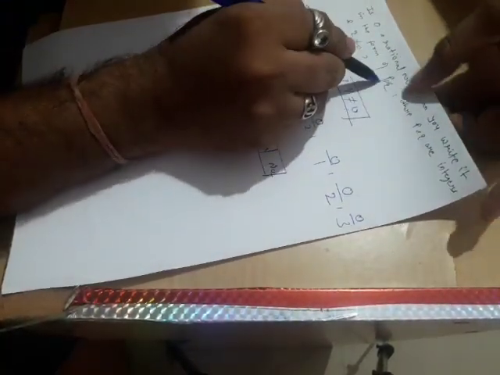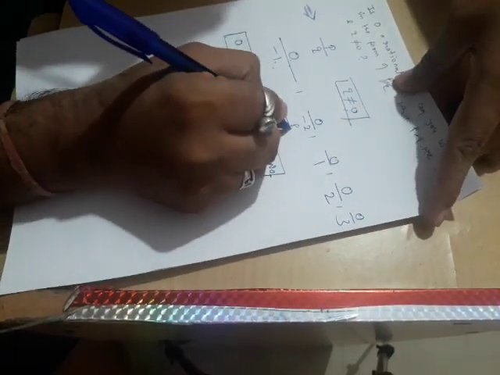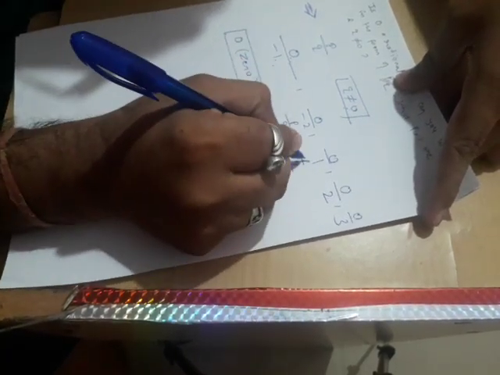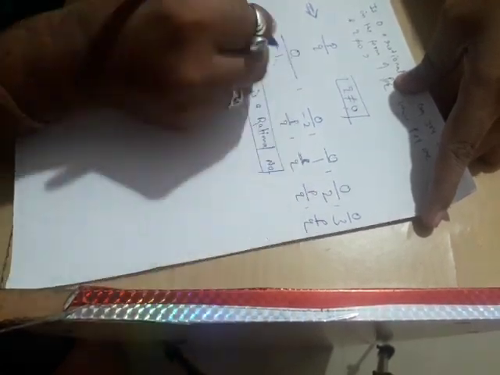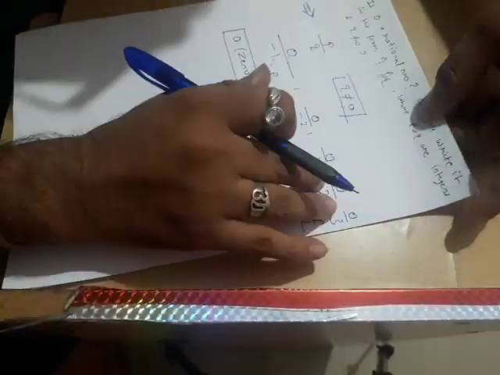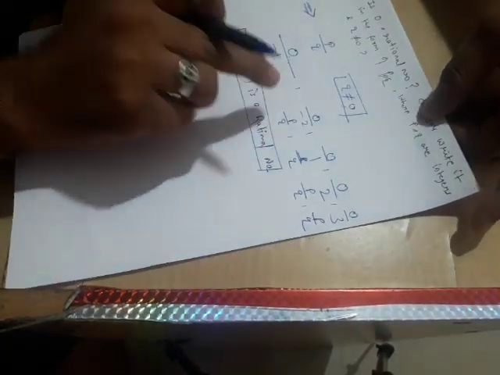So I can write it in the form of P upon Q. This is your P upon Q, this is your P upon Q, this one is your P upon Q. So the second form is also true, that it can be written in the form of P upon Q. The first question is over.